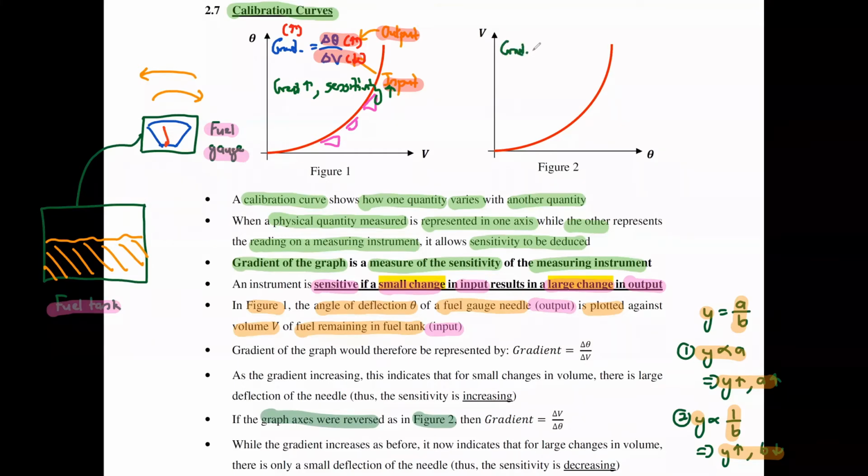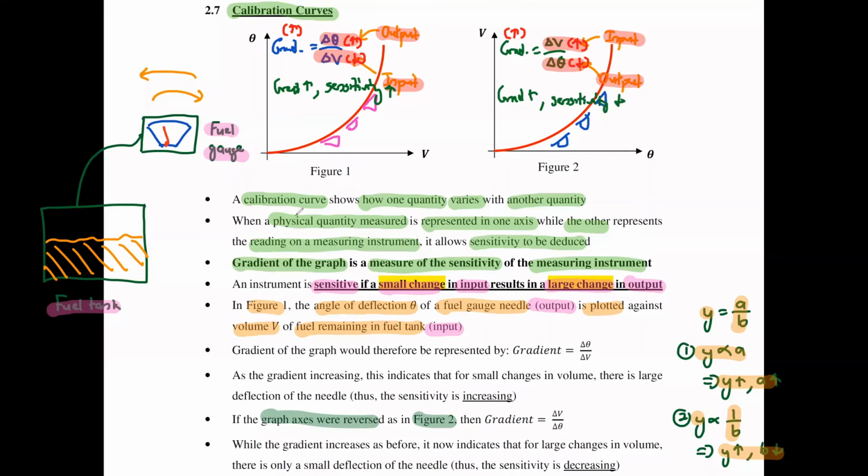If we have the same graph shape, but the graph axes were reversed, as in figure 2, we will say that the gradient is equal to delta V over delta theta. The volume change is the input, whereas the angular deflection is the output. Looking at the graph again, we see that the gradient is increasing. An increasing gradient causes a large change in the volume, but a small change in the angle. We have a case where a large change in volume results in a small change in the angle. In other words, a large change in the input results in a small change in the output. Therefore, we say now, as the gradient increases, the sensitivity decreases.